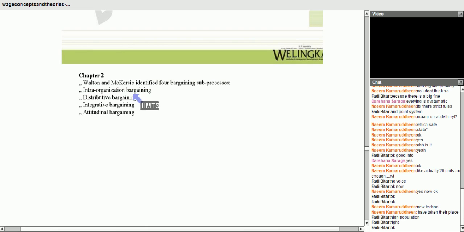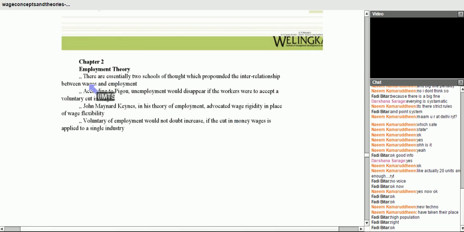So bargaining can be of these types: intra-organizational, distributive, integrative, or attitudinal. These are the different types of bargaining which can be used.